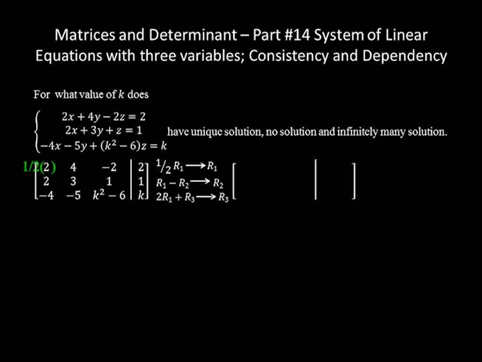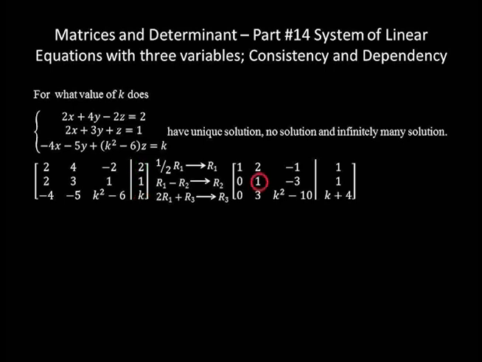1 over 2 times 2 is 1. 1 over 2 times 4 is 2. 1 over 2 times negative 2 is negative 1. 1 over 2 times 2 is 1. 2 minus 2 is 0. 4 minus 3 is 1. Negative 2 minus 1 is negative 3. And 2 minus 1 is 1. When we come to row 3, 2 times 2 is 4. 4 plus negative 4 gives us 0. 2 times 4 is 8. 8 plus negative 5 is 3. 2 times negative 2 is negative 4. Negative 4 plus k square minus 6 is k square minus 10. 2 times 2 is 4. 4 plus k is simply k plus 4.